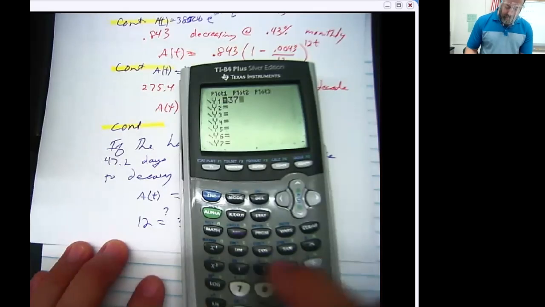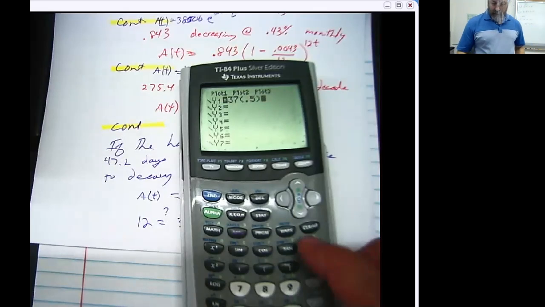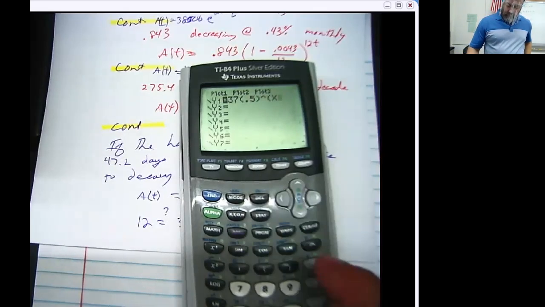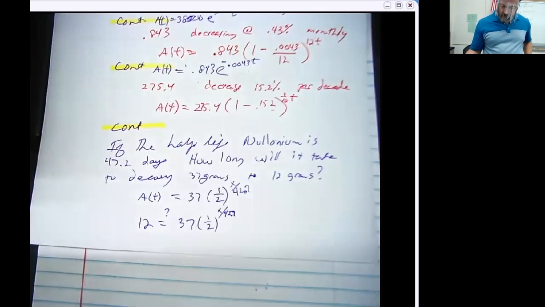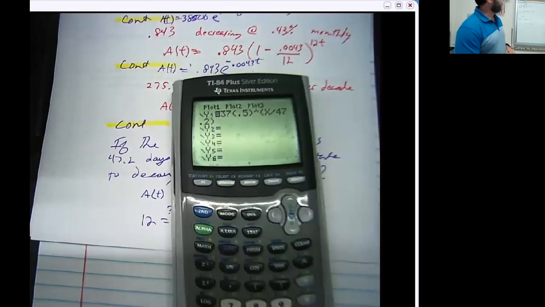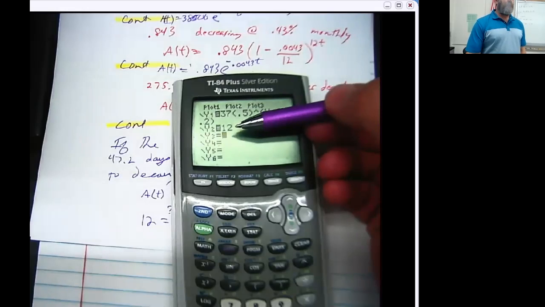Now, why was it 0.5? Why was it 1/2? Because we're talking half-life, which meant half of it went away, and it went away every 47.2 days, I think we said. That's important to know, what increment of time we're dealing with. And this is, like I said, the absolutely stupid way to do this. I'm just going to hit 12. I want to know when is that guy equal to 12?